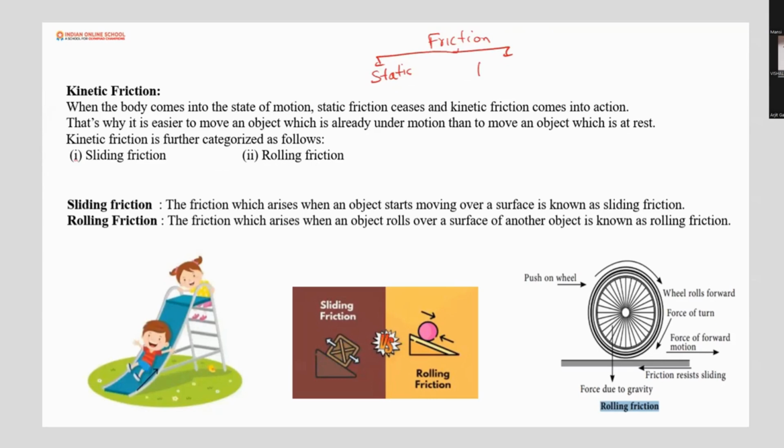But if you start sliding somewhere, then the friction that will act will be static friction or kinetic friction? Kinetic friction. But if your motion is sliding motion, then the kinetic friction is of sliding type or rolling type? Sliding type. But when you start rotating like this, then the friction will be sliding type or rolling type? Rolling type. Got it? Okay.